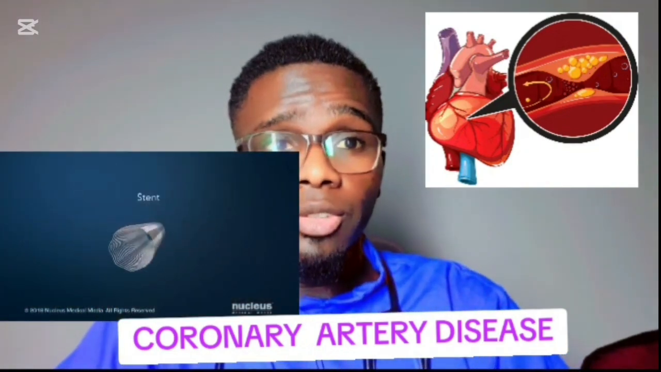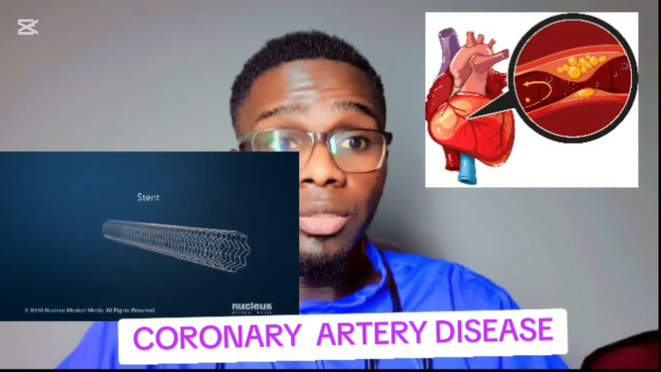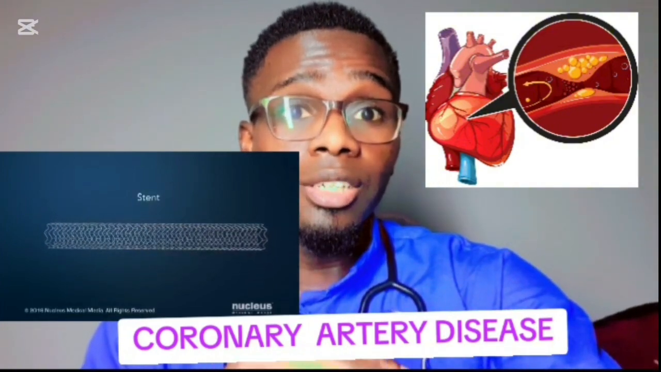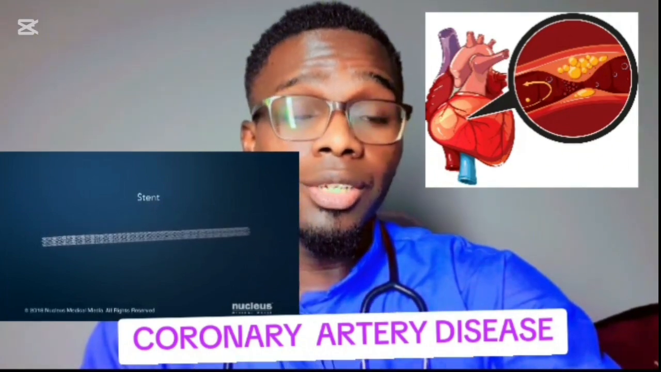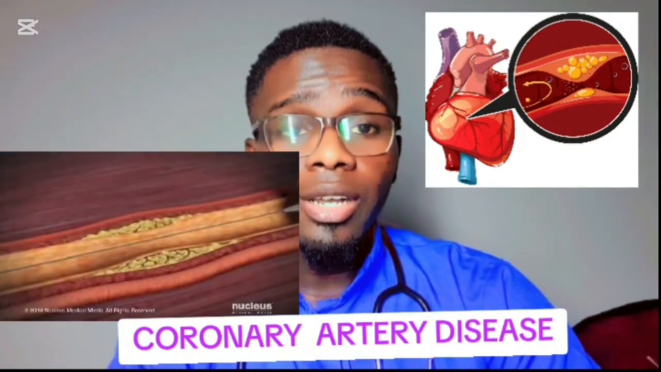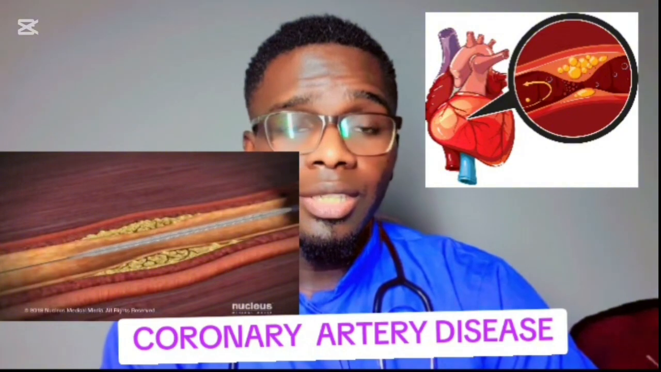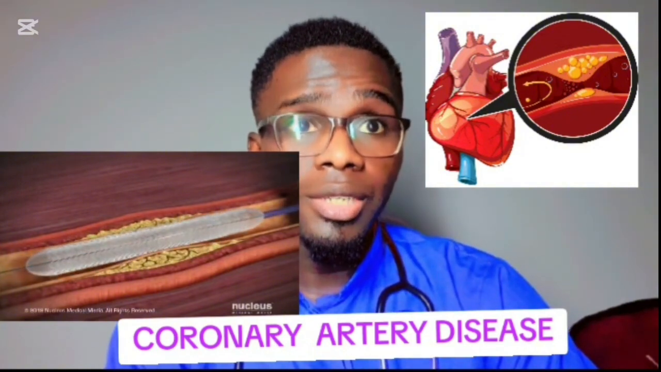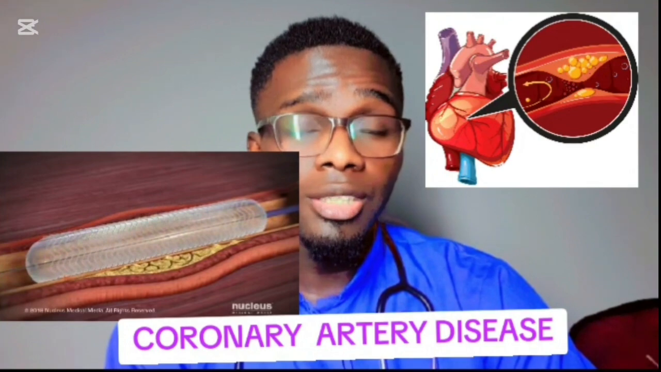There are several types of PCI procedures, which include balloon angioplasty. Here a small balloon is inflated inside the blocked artery to open the blocked area. We can also talk about coronary artery stent. In this procedure, a tiny mesh coil is expanded inside the blocked artery to open the blocked area and is left in place to keep the artery open.